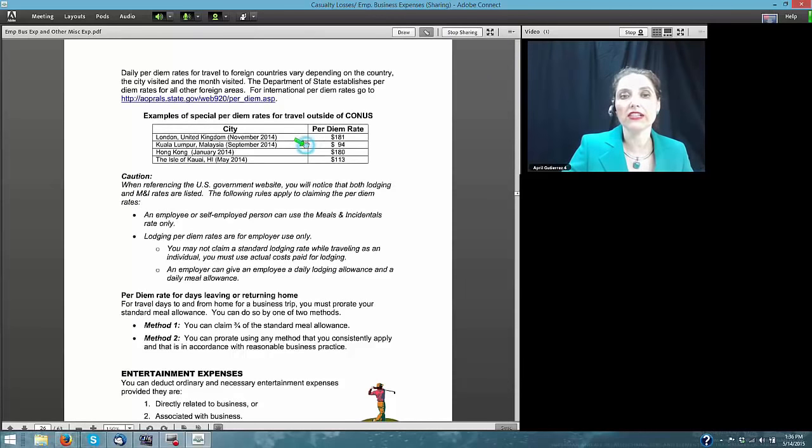Even if you're going to Malaysia, Kuala Lumpur is $94 a day, Hong Kong $180 a day, and also I've got a rate here for you, the Isle of Kauai in Hawaii. It's outside of CONUS, and Hawaii is higher, $113 a day.